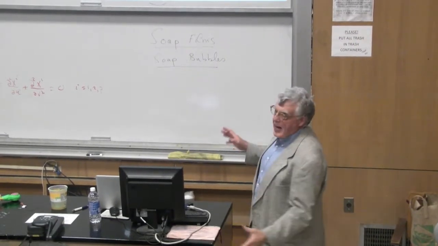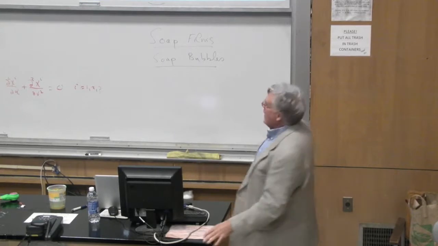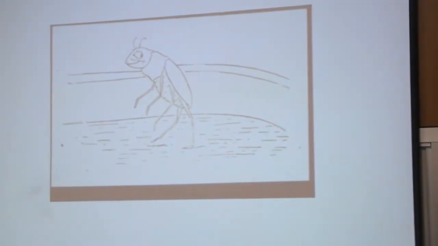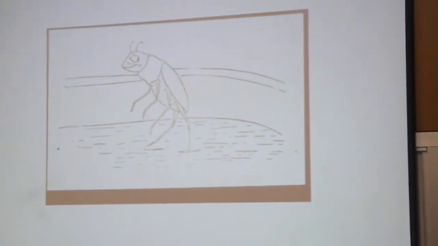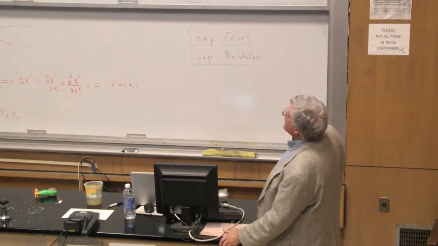And of course, if you don't have soap, you have a much higher surface tension. And this surface tension allows the water beetle to glide along, to actually walk on water. So there is a creature that walks on water. And one of my favorite poems is from the poet Hilaire Belloc about the water beetle. And he goes as follows.